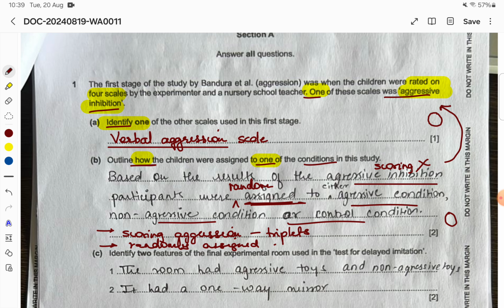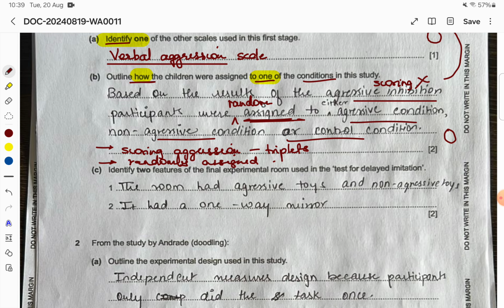Okay. Next, they have asked for 2 features of the final experimental room used in the test for delayed imitation. One thing she has mentioned is that the room had aggressive and non-aggressive toys, which is correct. Instead of this, you could also name specific toys. So you could say that there was a Bobo doll, a mallet, Tinker Toys, a crayon set. But this is also right, the way she's put it. Also, she's mentioned there was a one-way mirror, which we know was there for observation of the children. So here she'll score 2 marks.